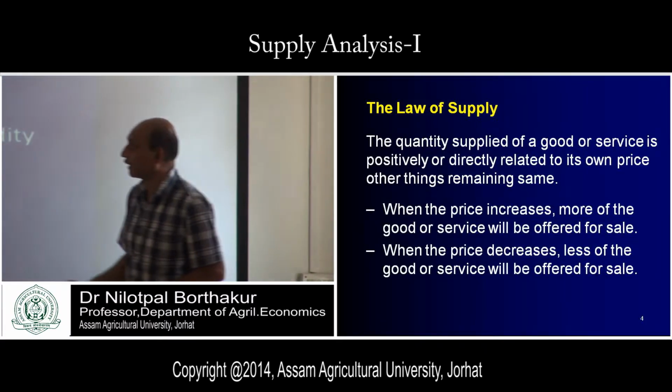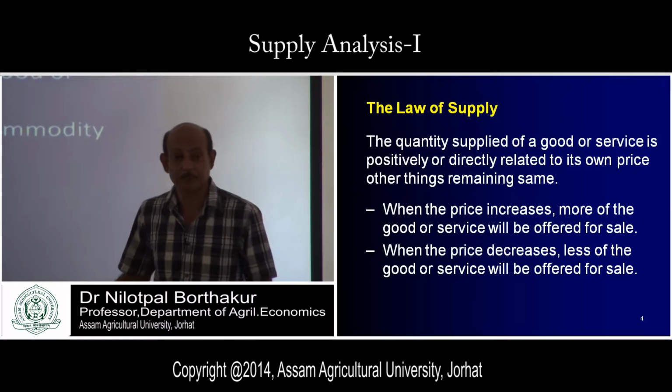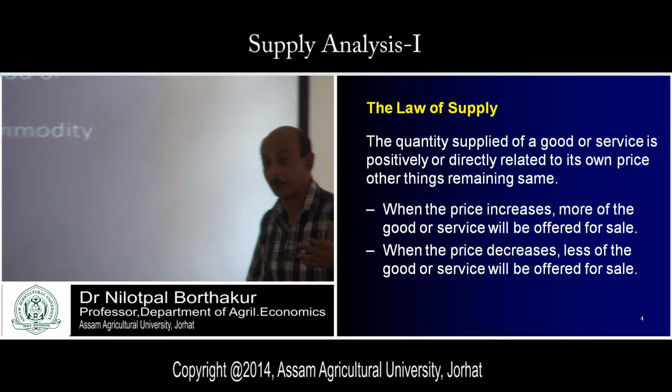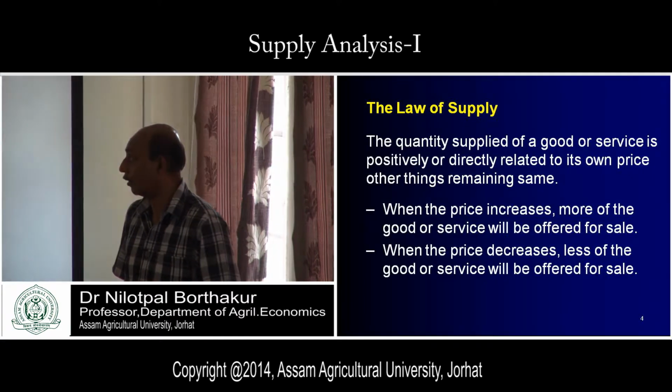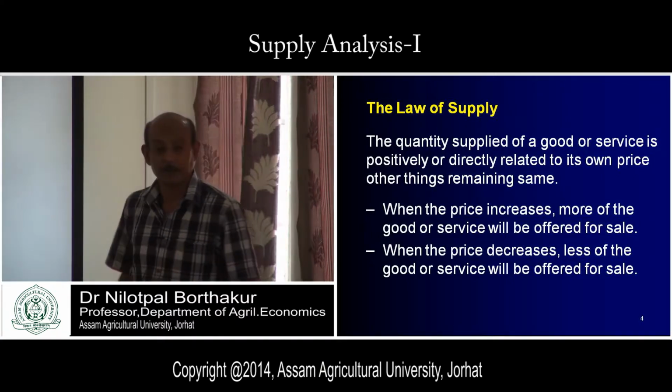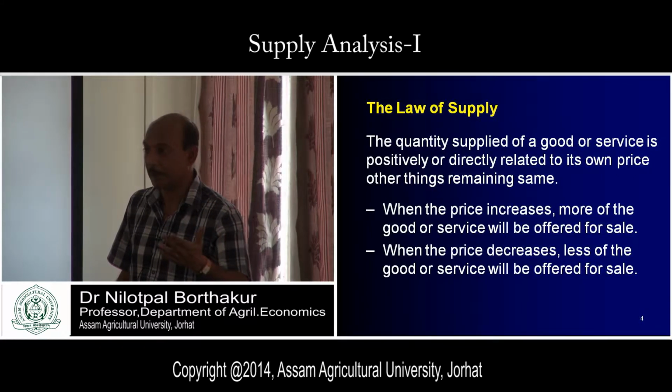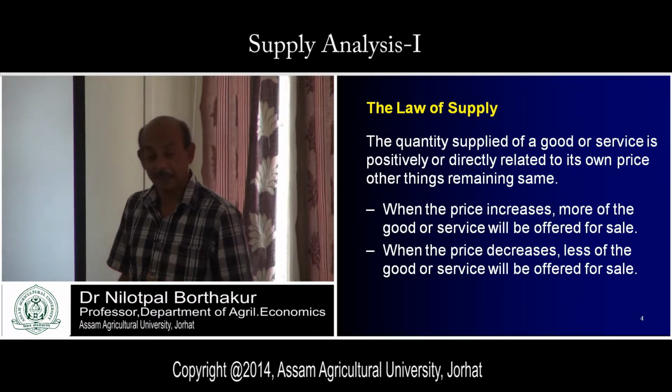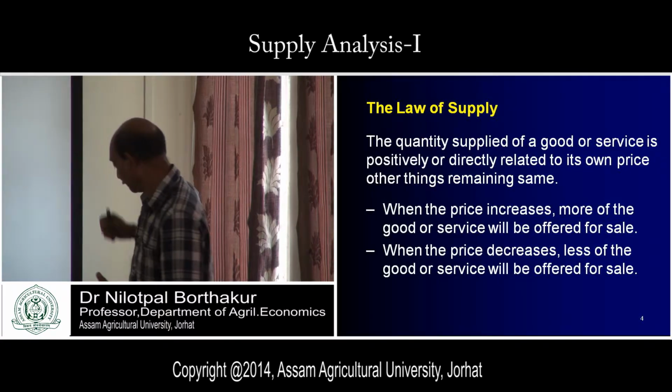Now, when price increases, more of the goods and services will be sold because there will be more demand. So more goods are coming into the market. When price decreases, less of the commodity will be purchased because there will be less demand, and there will be less supply also.